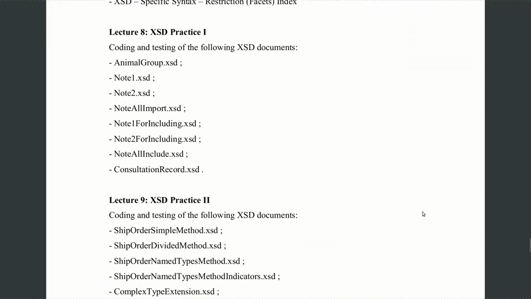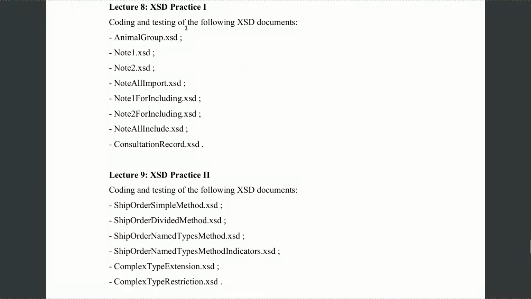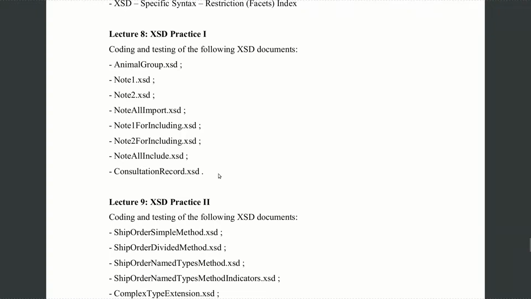So at the first XSD practice lecture, we'll see the animal group XSD, the Node 1 and Node 2 XSDs, the Node all import XSD, which we use at that Node all XML example. Then I also show you how to include, instead of import, multiple XSDs inside another XSD. And then we create the consultation record.xsd for our last XML example.